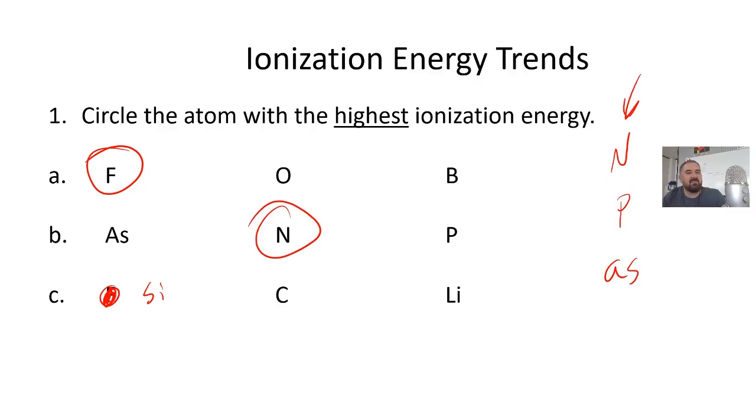Last one we have is silicon, carbon, and lithium. So the most difficult one to take an electron from will be carbon. So the way they're arranged is carbon is here, silicon is here, and then lithium is over here. So highest ionization will be carbon. Because it's smaller than silicon, it's going to be more difficult to take an electron from it.